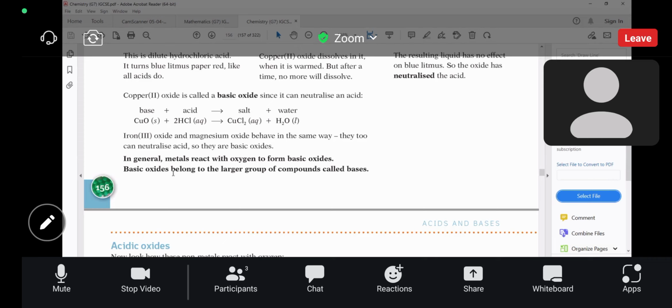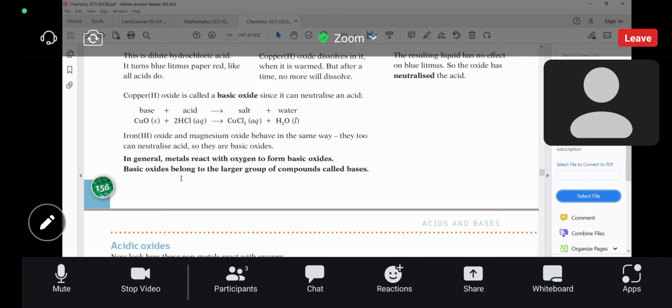Basic oxides belong to the larger group of compounds called bases. So basic oxides mean they are bases. That's all, you can write this definition. Basic oxides are basic, so they show the properties of bases.